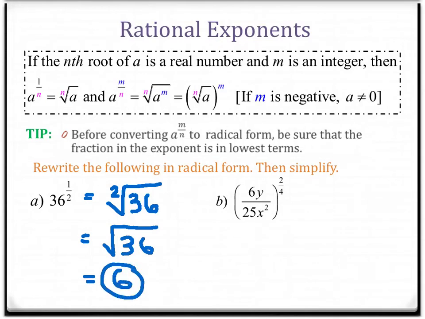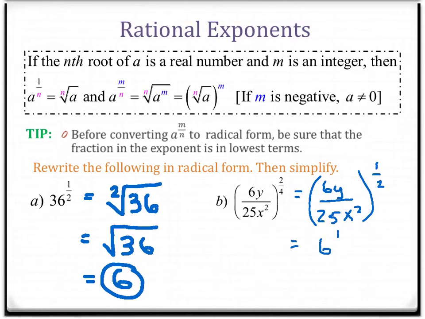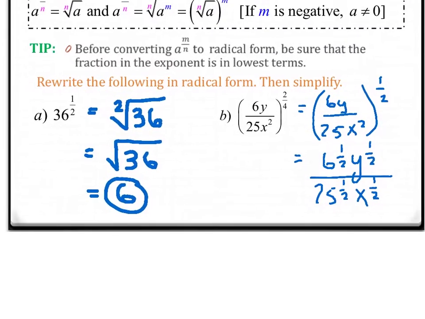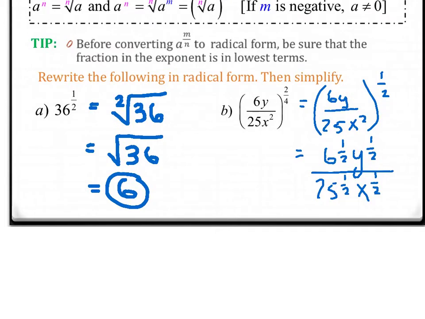Now over here, since we have to the 2/4 power, we're going to go ahead and simplify that. So I'm going to rewrite this to the 1/2 power. And then we are going to apply our exponent to all of our terms. So we're going to have 6 to the 1/2, y to the 1/2, over 25 to the 1/2, x to the 1/2. Now we're going to start rewriting our terms in radical form so that we can simplify.